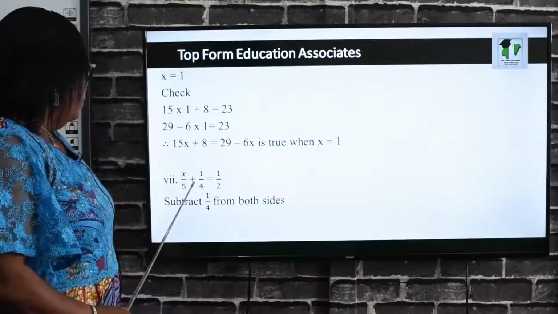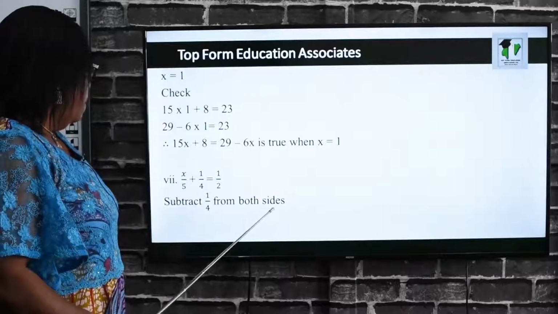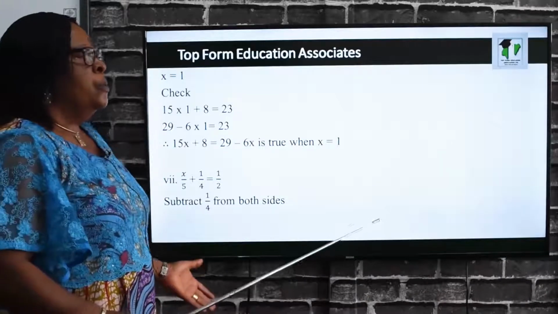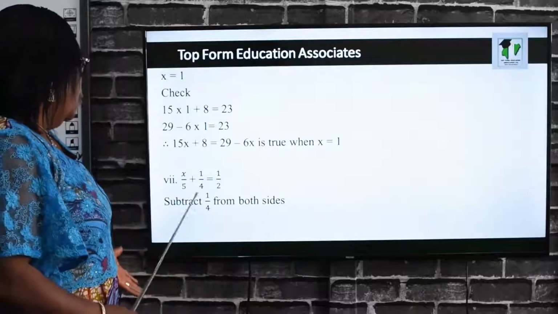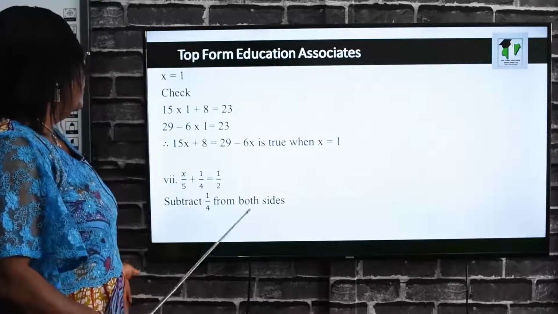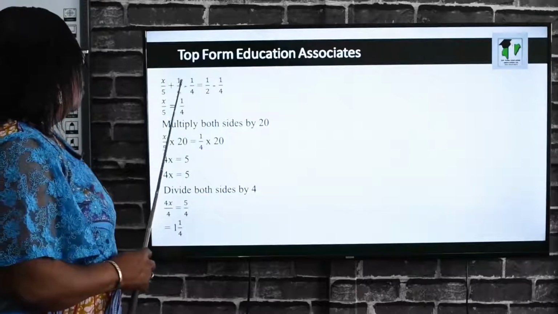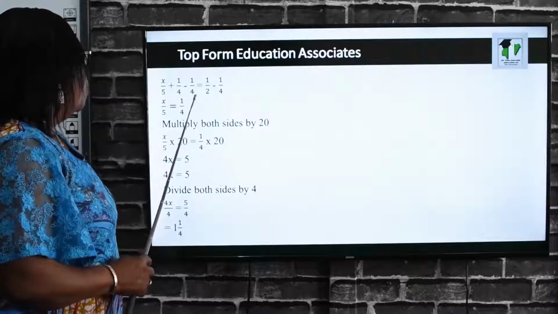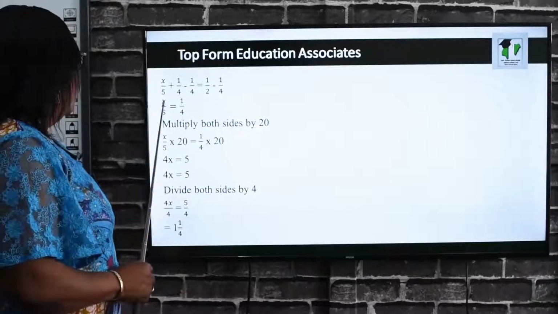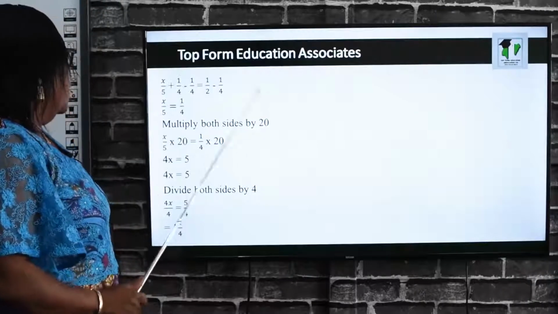So example 7. x over 5 plus 1/4 is equal to half. So we are collecting like terms. So what do we do? We subtract 1/4 from both sides. So we have x over 5 plus 1/4 minus 1/4 is equal to half minus 1/4. We now have x over 5 is equal to 1/4.